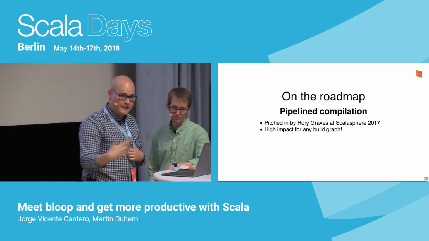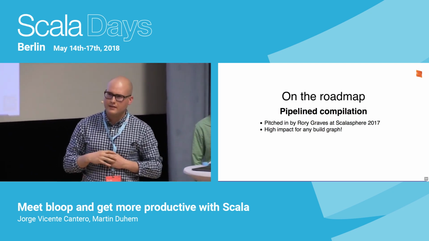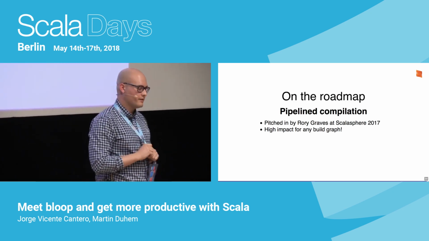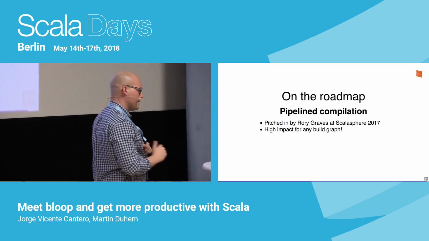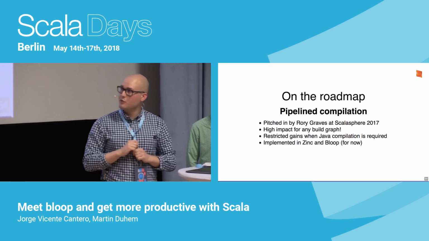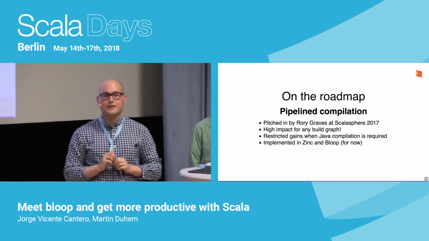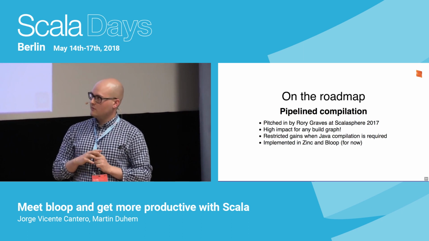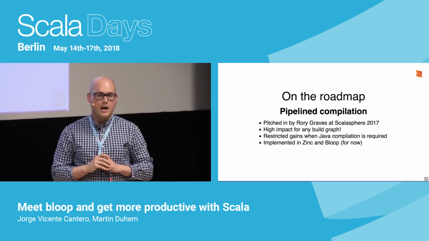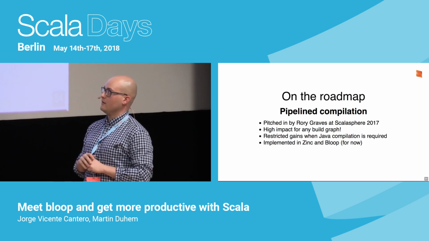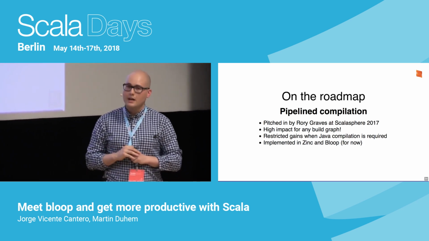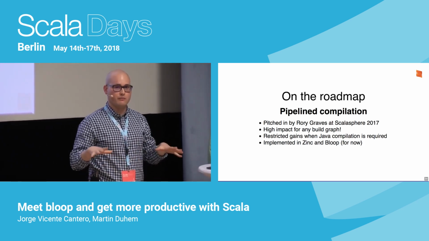So this idea was pitched by Rory Graves last year, I think, at Scala Sphere, and I fell in love with this idea. I think it was wonderful, and I decided to implement it in Bloop. So I implemented it in Bloop, and I have the changes also required in Zinc. The nice property of this implementation is that it's compiler agnostic. And it means that we will be using pipeline compilation for both Scala 2 and Scala 3. And it means that we have a high impact for any kind of build graph you have.